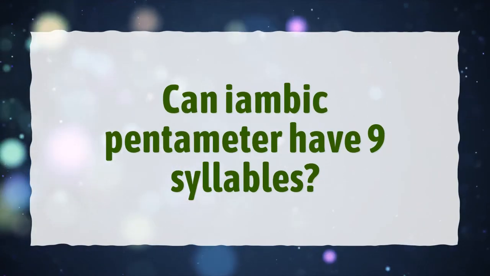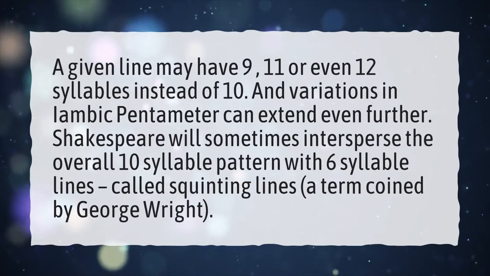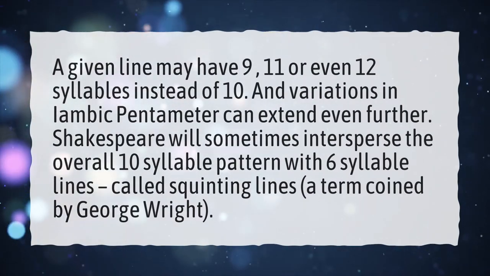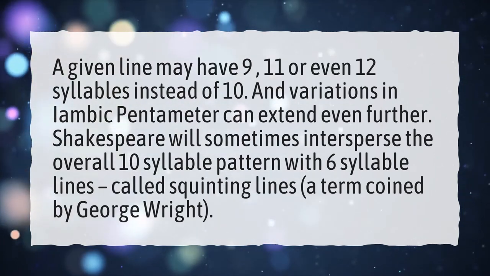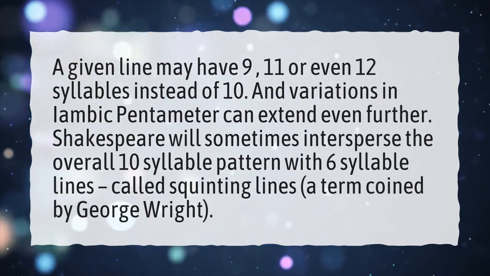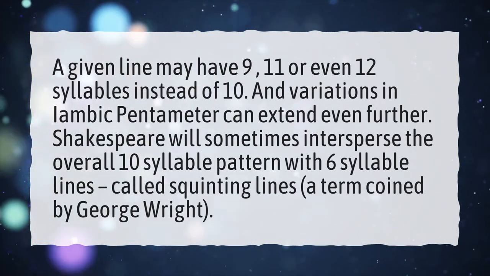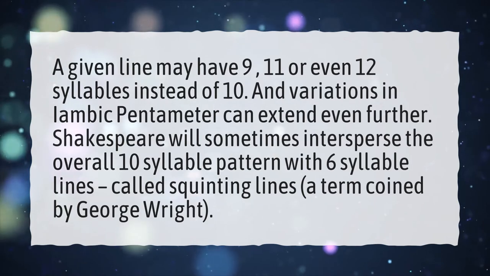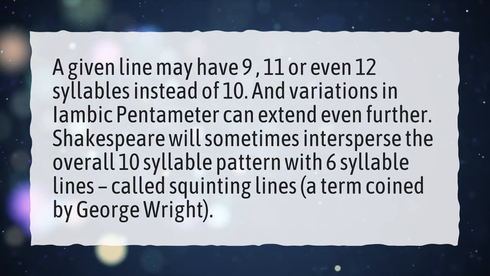Can iambic pentameter have 9 syllables? A given line may have 9, 11 or even 12 syllables instead of 10. And variations in iambic pentameter can extend even further. Shakespeare will sometimes intersperse the overall 10-syllable pattern with 6-syllable lines, called squinting lines, a term coined by George Wright.